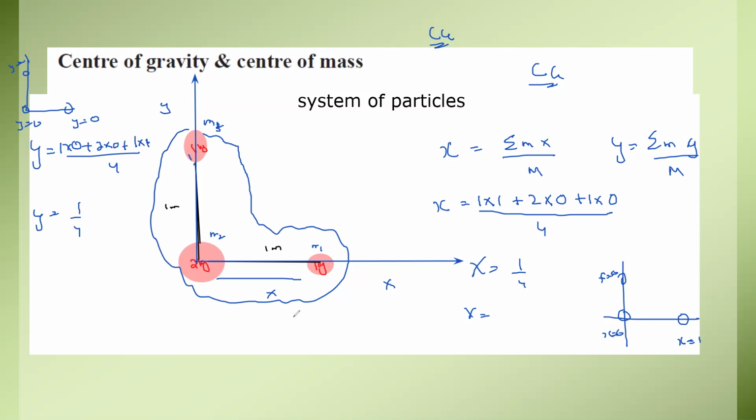So what does it mean? The coordinates of the center of gravity: the x coordinate is 1 by 4 and the y coordinate is also 1 by 4. So that means 1 by 4 from x and 1 by 4 from y. So where will the center of gravity of this system lie? The center of gravity of this system will be at this point. So when we have a system of particles and we want to work out the center of gravity, that's how it can be done.